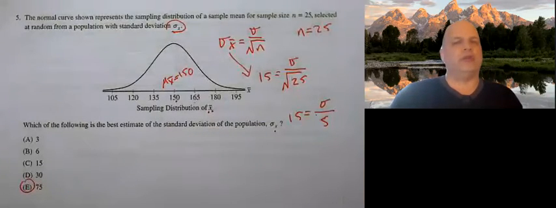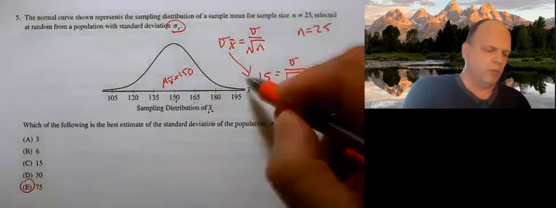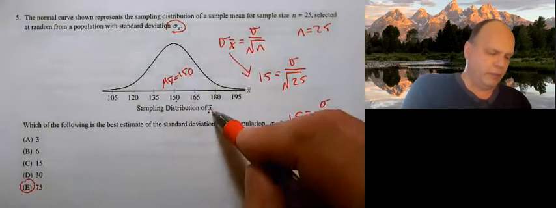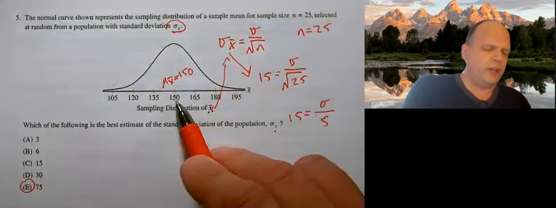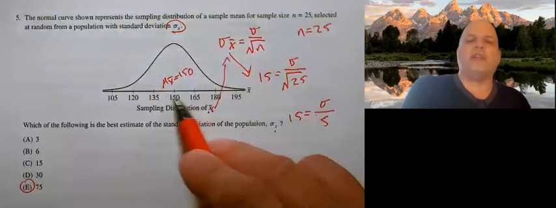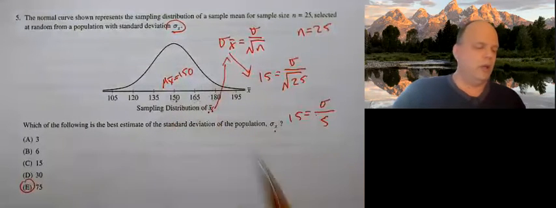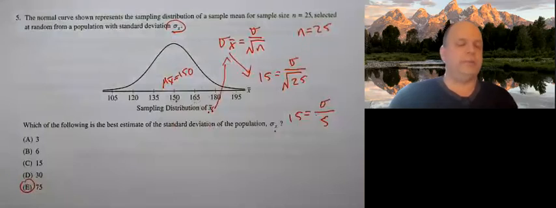Once again, this is tricky. This is because we're working with the sampling distribution of x bar. So this is the standard deviation of x bar. This is not the standard deviation of the population. All right, they were being very tricky on this one.